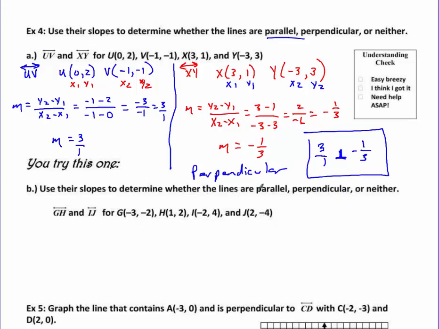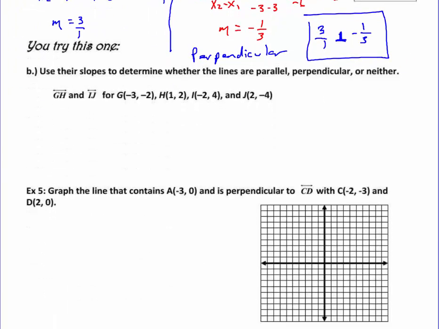Okay, now I got a couple more examples. It says you try this one, so there's 2 more examples. So you give these a try and come into class tomorrow and we'll see how you did on them.